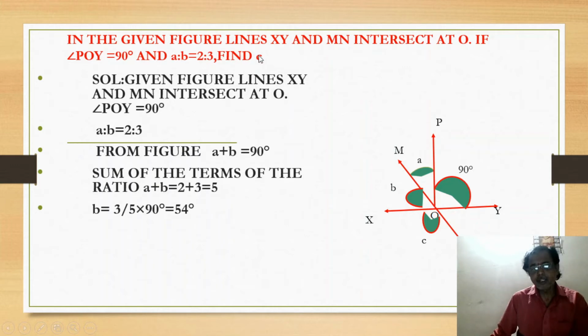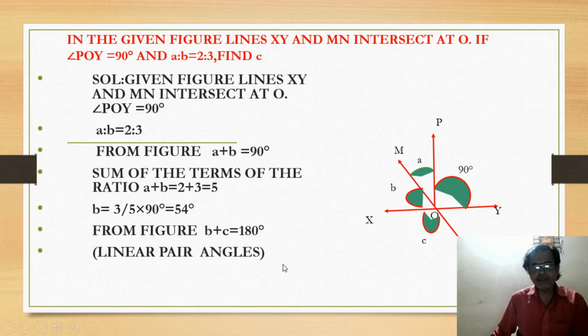But ultimately what do you have to get? The C value. So we need again the relation between B and C. From the figure, B and C have a relation: MN is a straight line, B and C are a linear pair. So B plus C is equal to 180 degrees. By the linear pair definition we can write B plus C equal to 180 degrees. Then substitute B is equal to 54 in this equation. Okay, children, 54 plus C is equal to 180 degrees. So C is equal to, take that 54 to the right side, then we get 180 minus 54, which is 126 degrees. Okay, children, like this we can do these types of sums by applying the linear pair of angles definition.